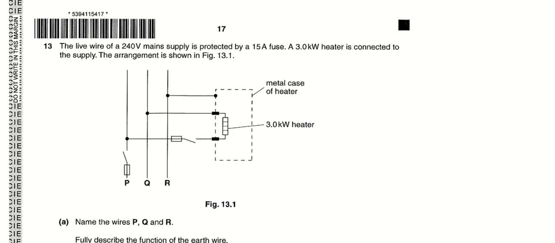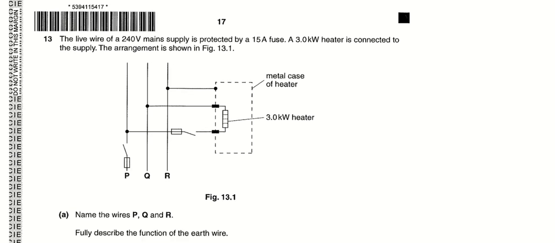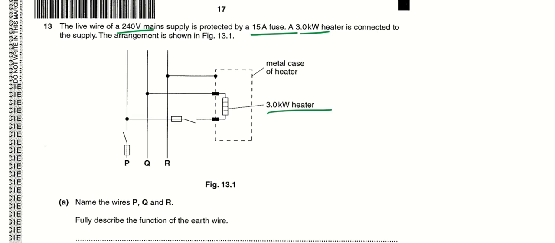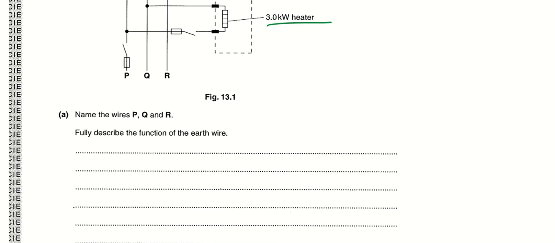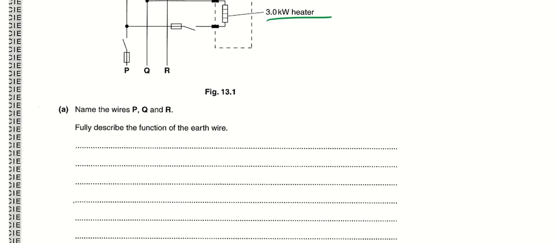Okay, we have the last question, 13. A live wire of 240 volts mains is protected by a 15 ampere fuse. A 3 kilowatt heater is connected to the supply. This is the 3 kilowatt heater. So name the wires P, Q, and R, and fully describe the function of the earth wire.